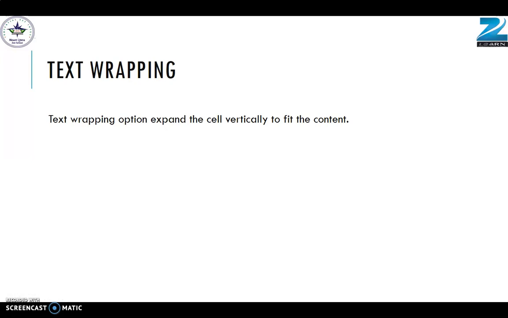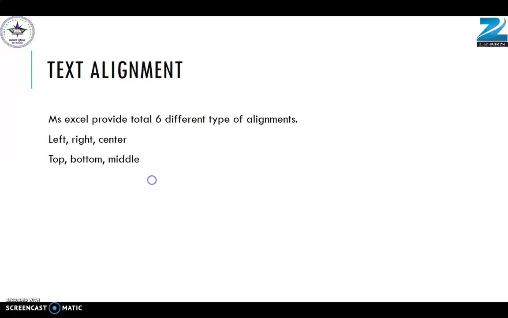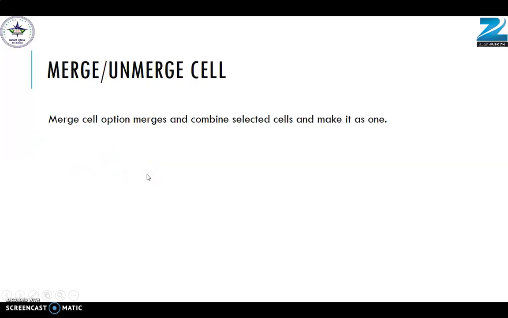Text wrapping. The text wrapping option expands the cell vertically to fit the content. Text alignment. MS Excel provides a total of 6 different types of alignments: left, right, center, top, bottom and middle. Merge unmerge cell. The merge cell option merges and combines selected cells and makes them one. Unmerge does vice versa.